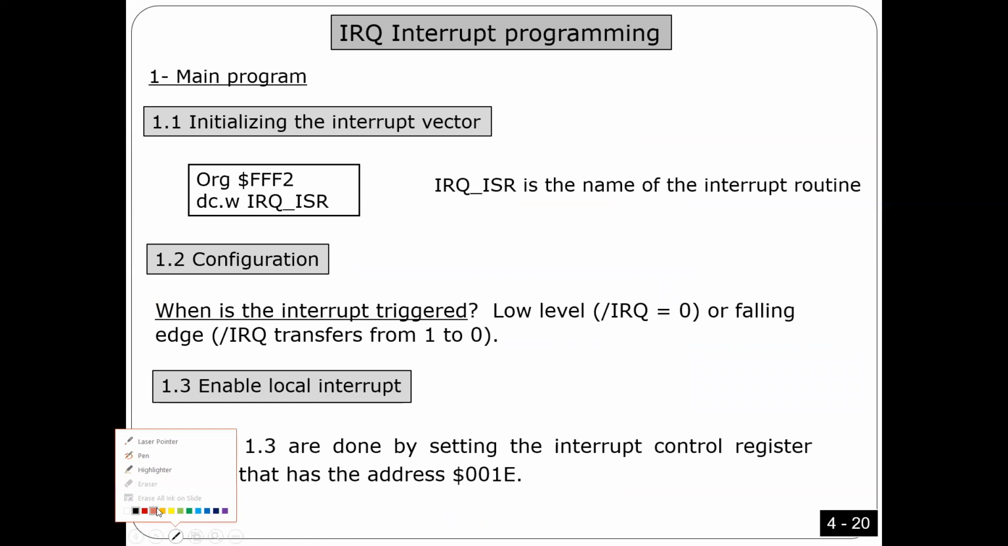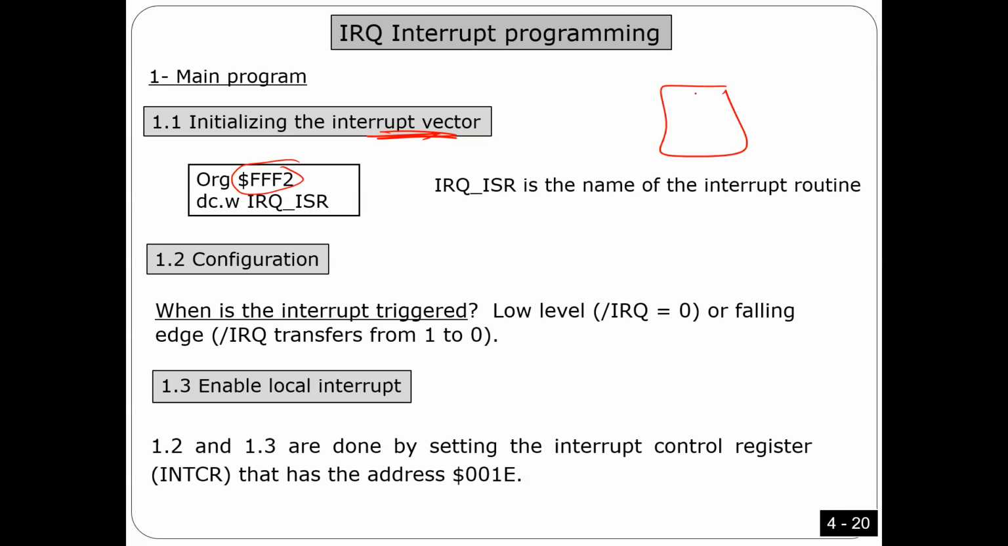First of all, you have to initialize the interrupt vector. For IRQ, you have to use this number, FF2. This is a fixed number. It's already in the table. Is that okay? Number two, now you are going to make a subroutine in your program.